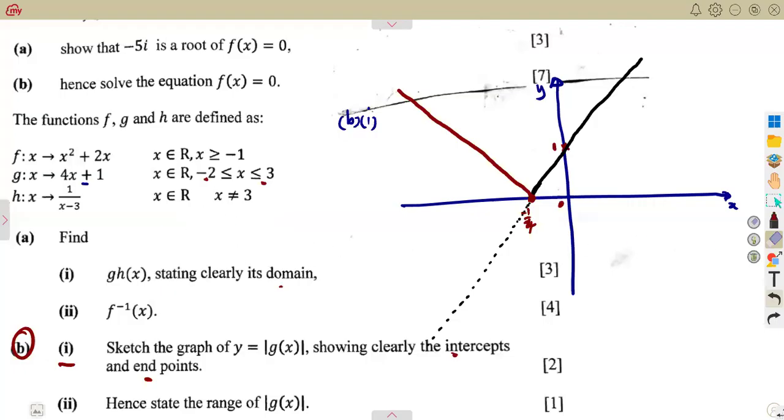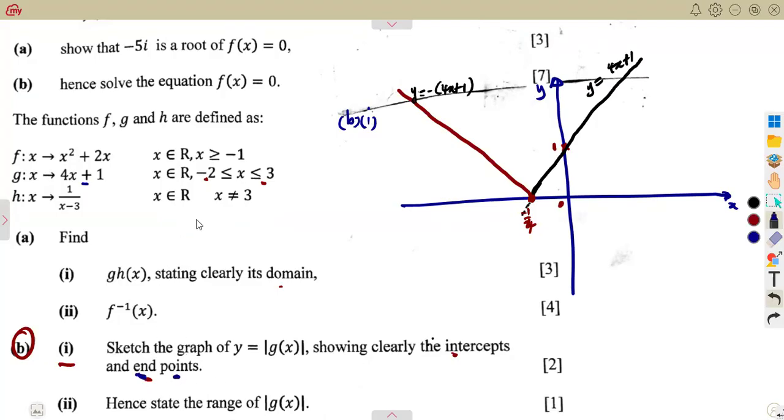So meaning to say, you focus on where the graph is now starting to be, where the function is on the x-intercept. So this part, we are going to remove it. We are not going to work with this. All right. So above, we've got this part. This is direct: the part of y is equal to 4x plus 1. And this other side will be of y is equal to minus into the bracket of 4x plus 1. That is the concept of the modulus. But they also need us to show the end points.